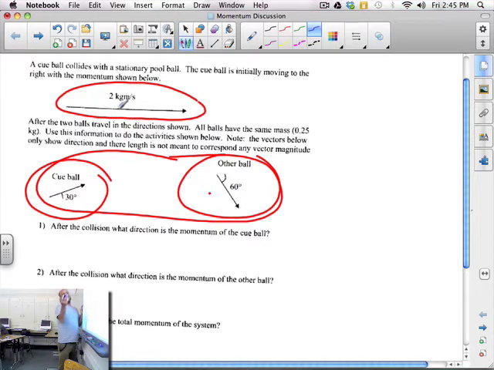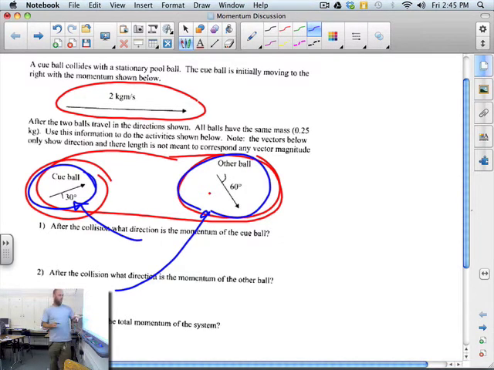This question's asking, what's the momentum of the cue ball? 30 degrees to the... Okay, that's this. This is done already. What's the momentum of the other ball after the collision? That's done already. What's the direction of the total momentum of the system at any moment? What's the direction? Which way? To the right. So just that way. You guys good? And you see how we got that? Because that was the momentum before, and that total momentum can't change.